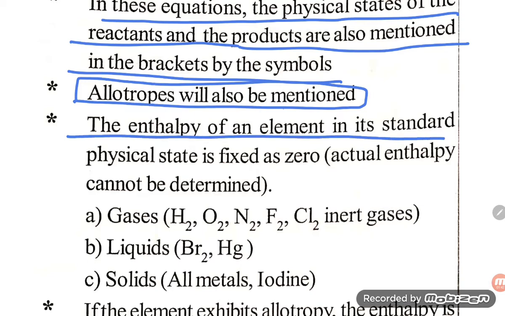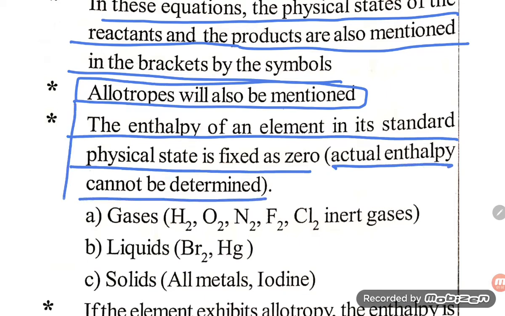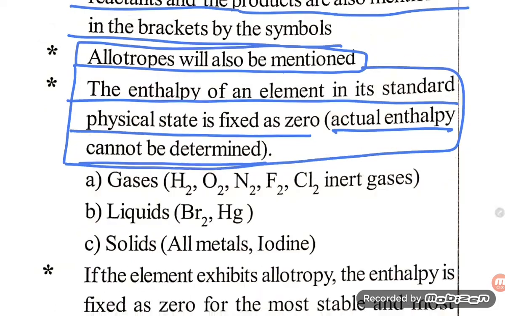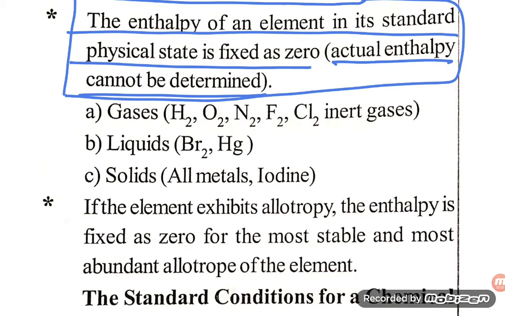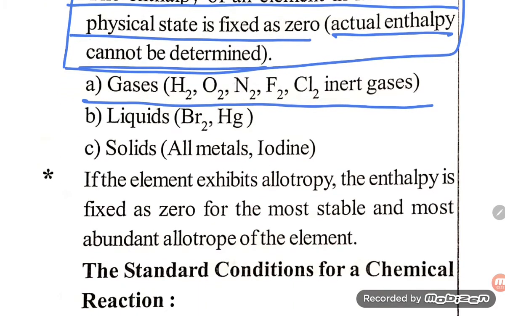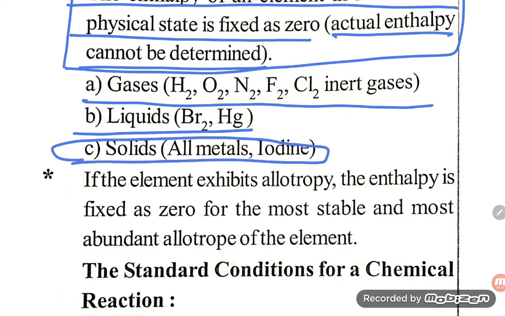The enthalpy of an element in its standard physical state is fixed at 0. Actually, enthalpy cannot be determined absolutely, so the standard enthalpy of any element is fixed at 0. Gases: H2, O2, N2, F2, Cl2 and inert gases. Liquids are Br2 and Hg, so mercury and bromine are liquids. Solids are all metals, and iodine is also a solid.